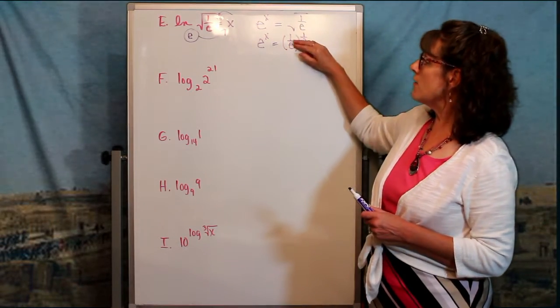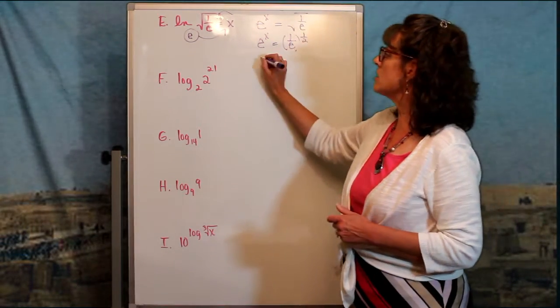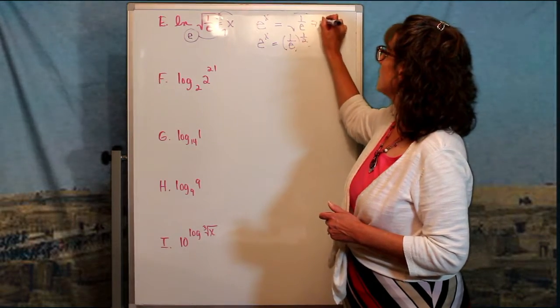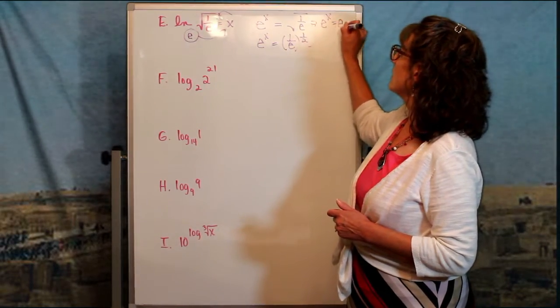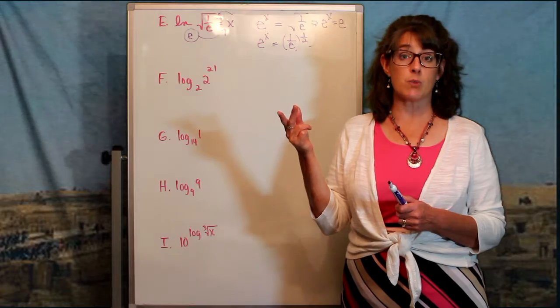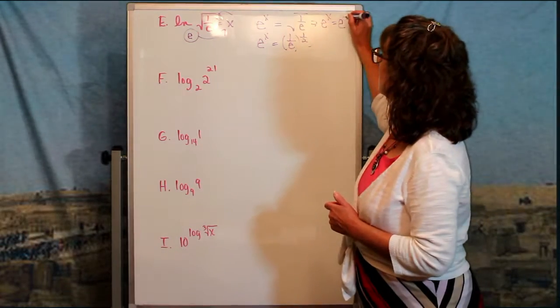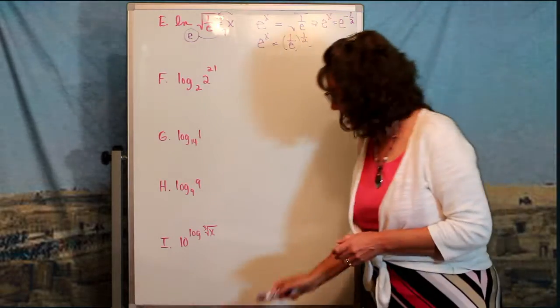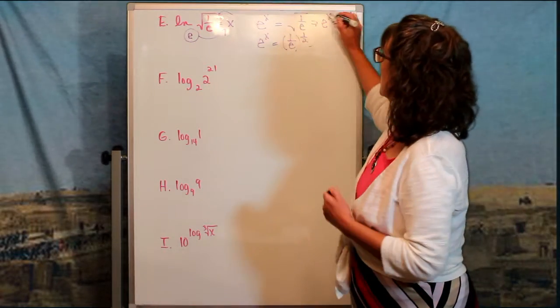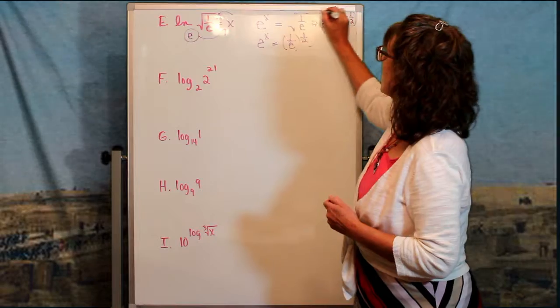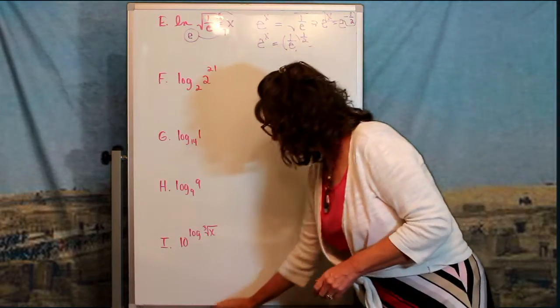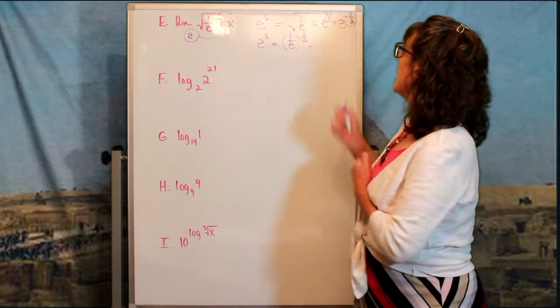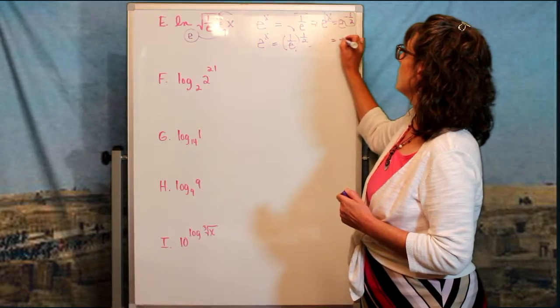But notice that if I flip this to be just simply an e, flipping indicates negative exponent. So that would be e to the negative 1/2 power. Now those bases are the same. And when those bases are the same, then those exponents have got to be the same. So therefore, that means that my x is going to be a negative 1/2.